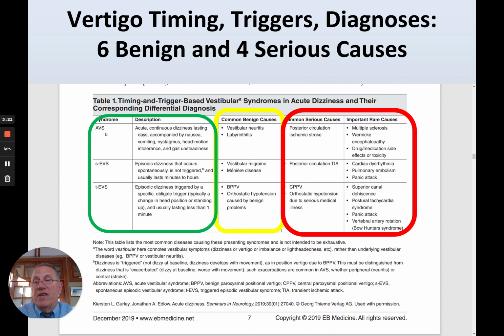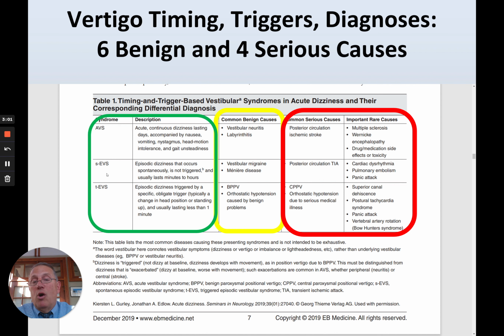AVS, acute vestibular syndrome, is seen in a patient who presents with ongoing continuous dizziness. Benign causes include vestibular neuritis or labyrinthitis, but more serious causes can include posterior circulation ischemic stroke.